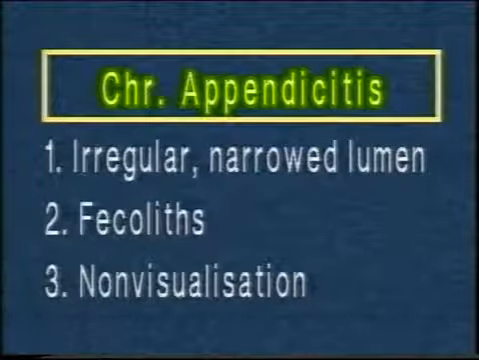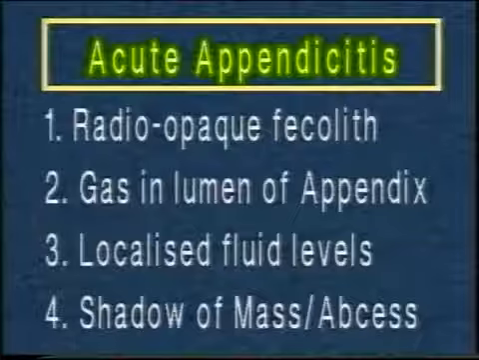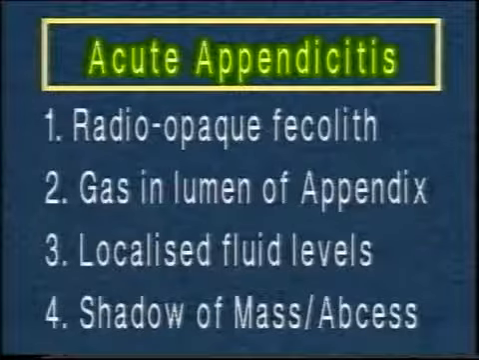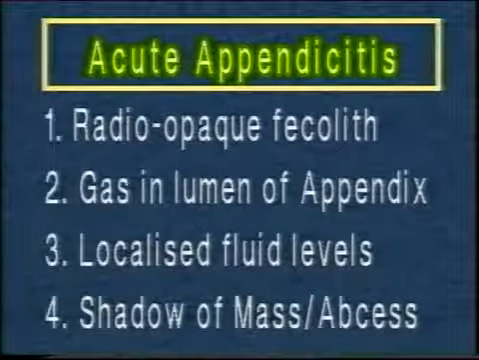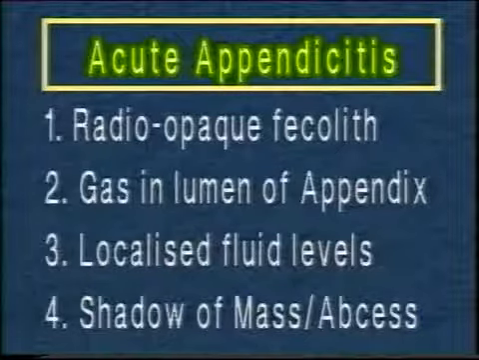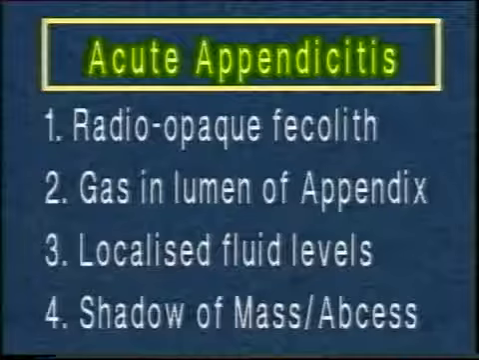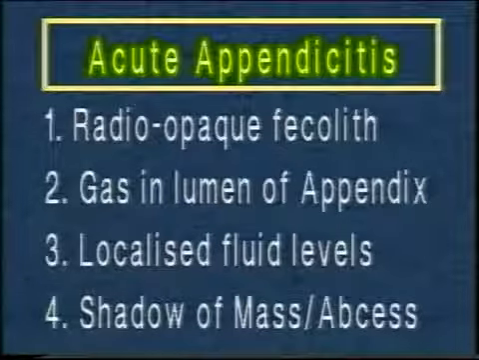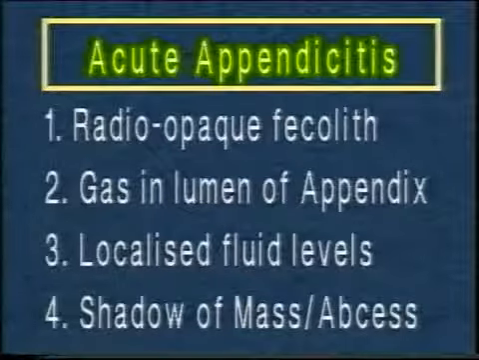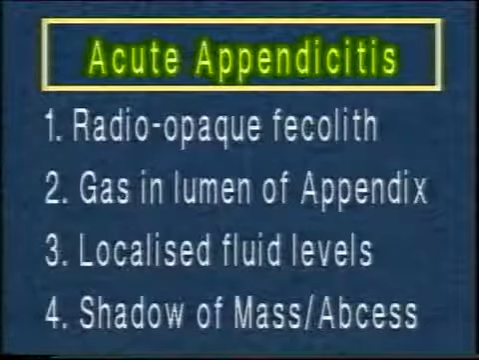In acute appendicitis, a barium meal would not be done, but on plain X-ray, presence of a radio-opaque fecolith, gas in the lumen of the appendix, localized paralytic ileus, and presence of a soft tissue shadow of a mass due to appendicular abscess are suggestive of acute appendicitis.